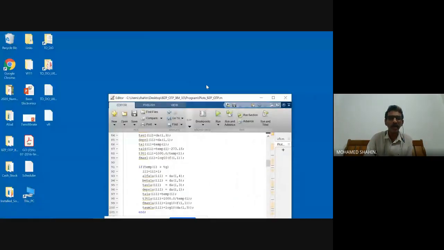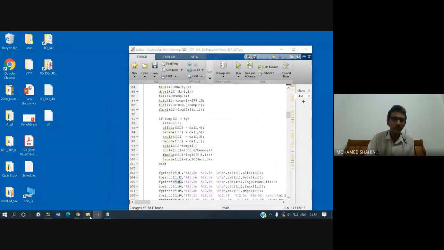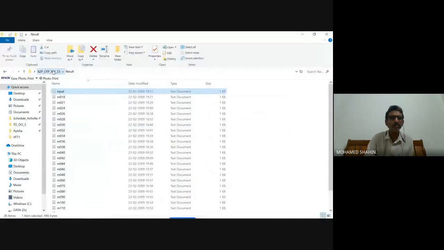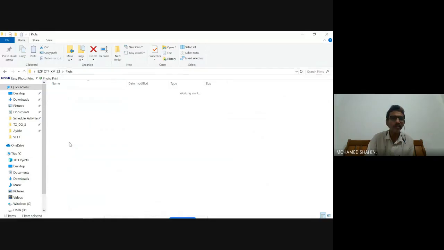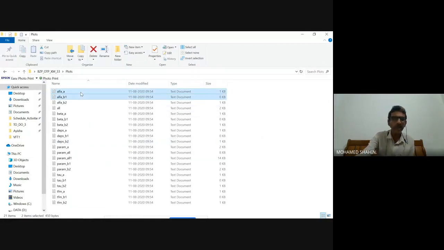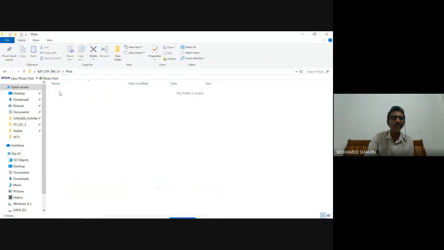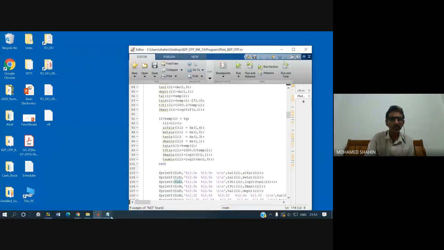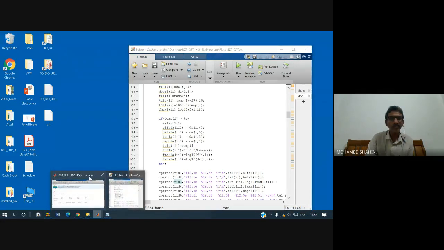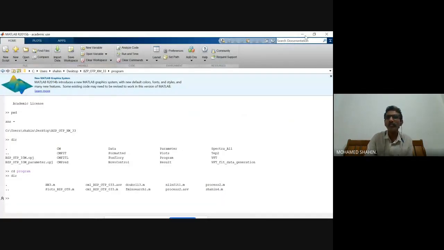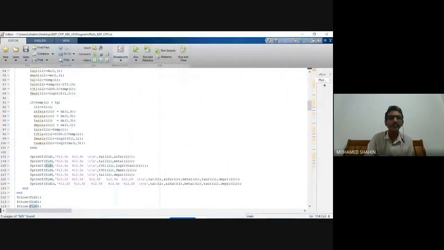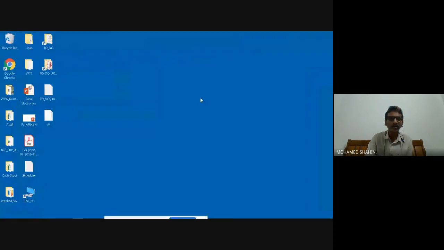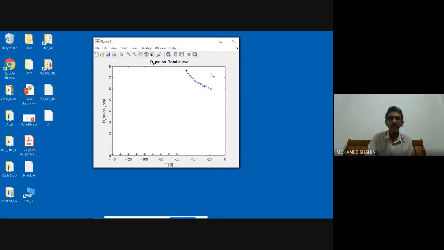Before that, I know what is happening by executing this program. So what I am doing is, there is a folder called plots. I am clearing all the data inside, and now running this program by the run command. What is happening? Okay, the computer is slow in responding.